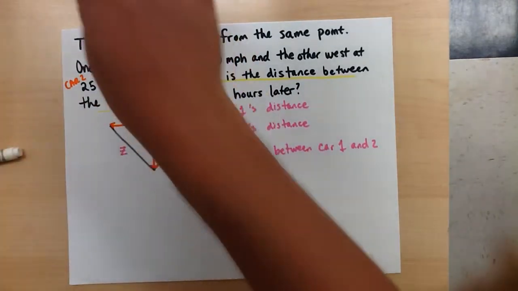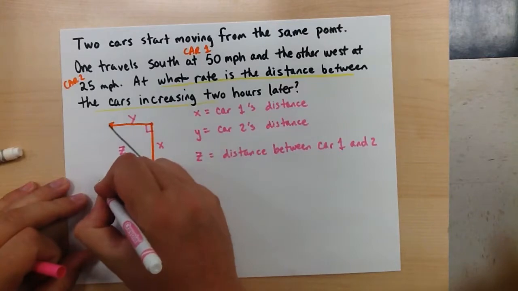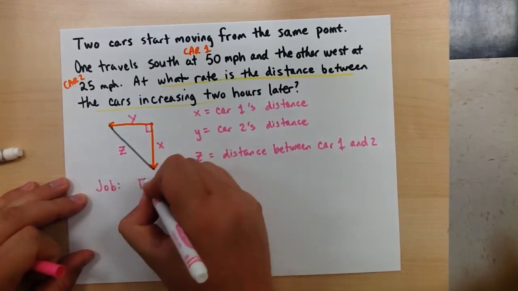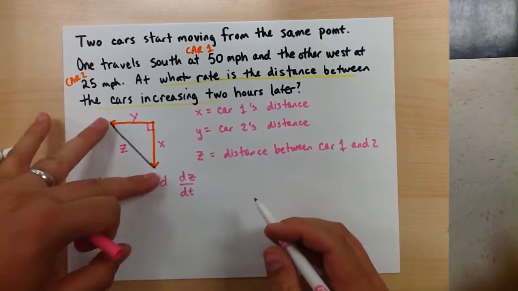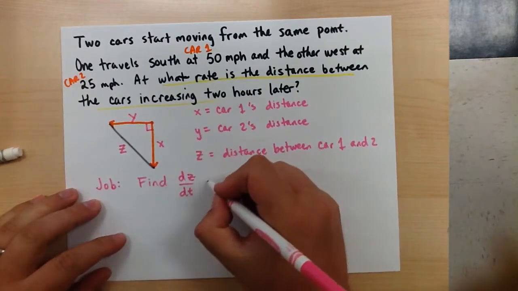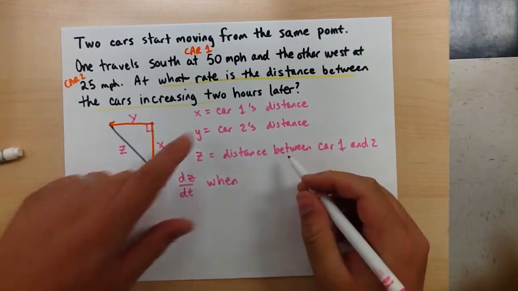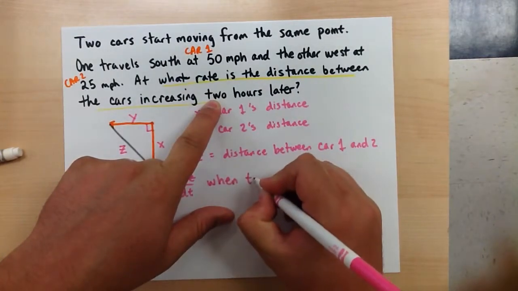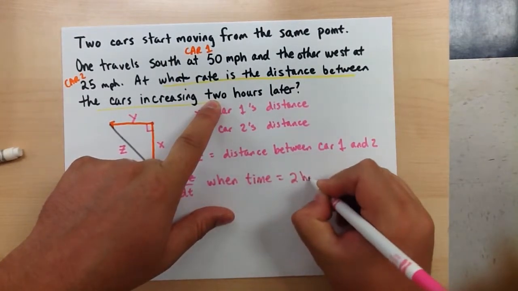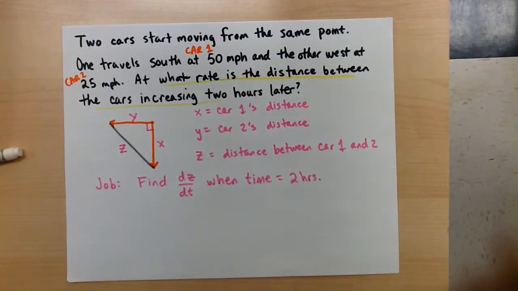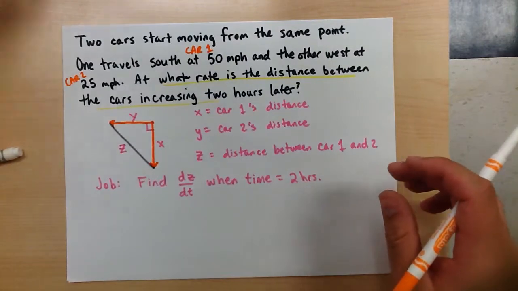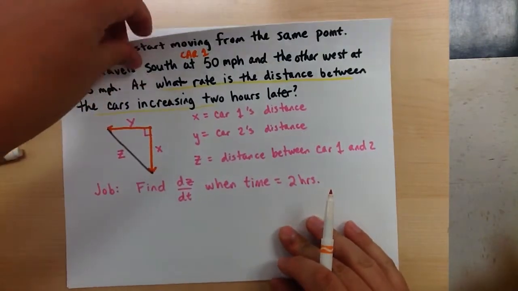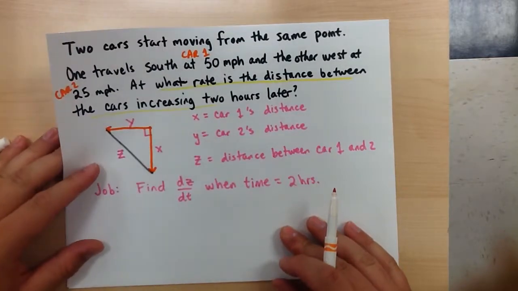So our job is to find the change in z over time, the change in z, so the distance apart. So dz over dt when time is 2 hours. Okay? So a little bit of a difficult question here. So I'm going to start doing some of the work on another sheet here. So keeping this idea in mind, we're going to go into Pythagorean theorem.